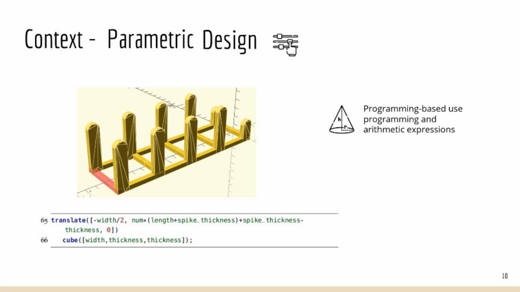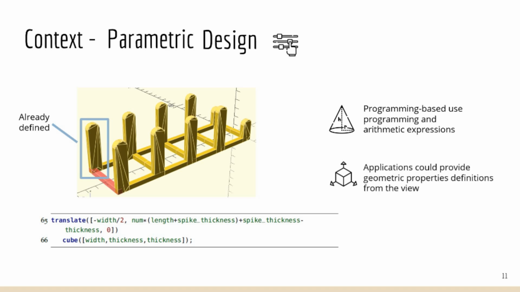This can be challenging. For instance, in this spotlight holder example, deriving the expression in line 65 to place the highlighted part is not trivial. Interestingly, if the part is meant to be next to the spike, both positions must be related. Applications could provide the spike's information, facilitating the placement of the highlighted part. However, CAD applications do not provide such assistance.